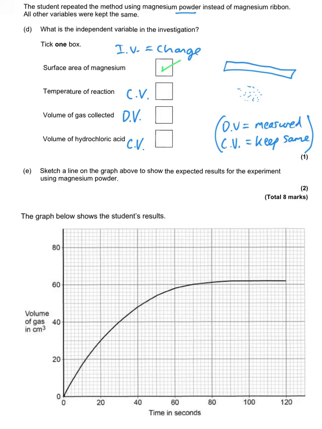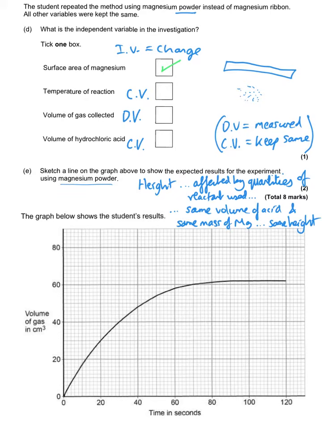And the final part of this question, sketch a line on the graph to show the expected results of the experiment using magnesium powder. Well, so there's two parts to this. First of all, we've got the height. The final height that this graph goes to, that depends on the quantity of reactant used. If we use the same quantity of reactant, we will get the same height. And we have used the same quantity of reactant. The only thing that we've changed is the fact that it is a powder. And so that means that our final height needs to be the same. And that will get us 1 mark for this answer.